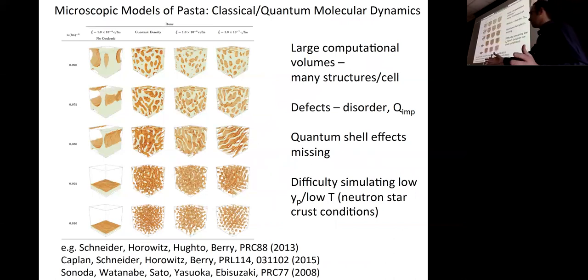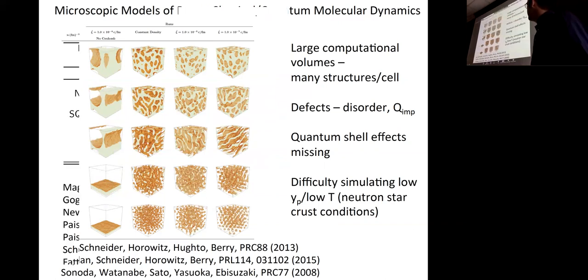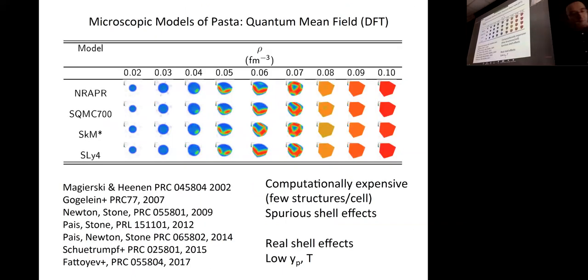But because of the large computational domains and the relative speed of the method, you can do some interesting things. You can extract things like shear moduli from these simulations. The other microscopic way is to go full quantum, which can be done in density functional theory. These are some simulations that we did a while back. These are much more computationally expensive.